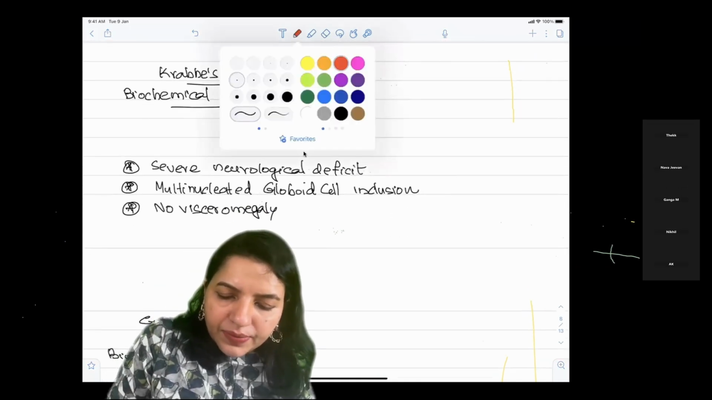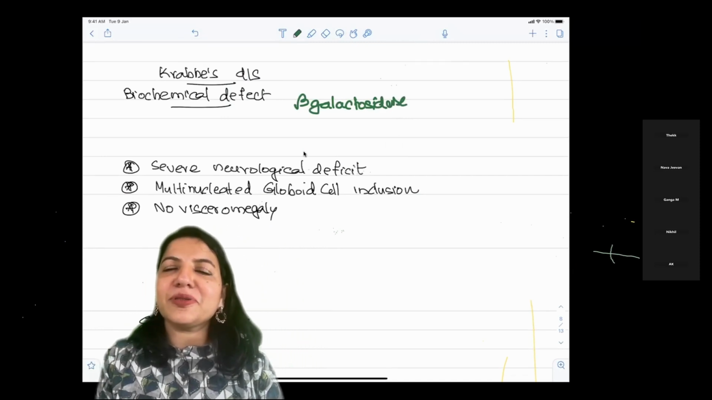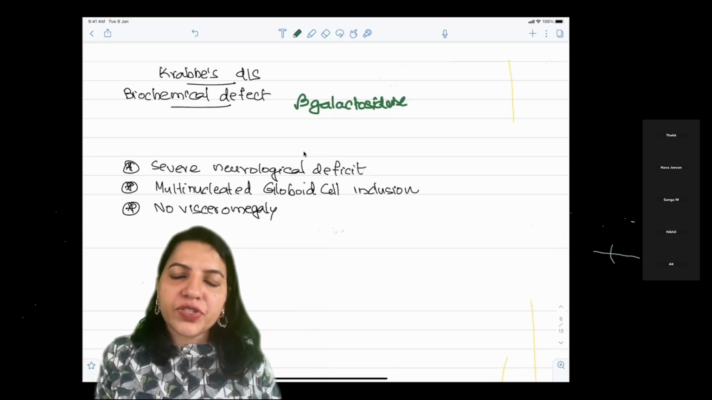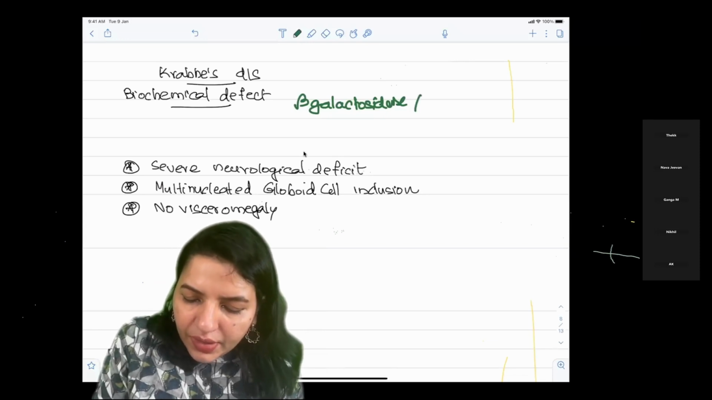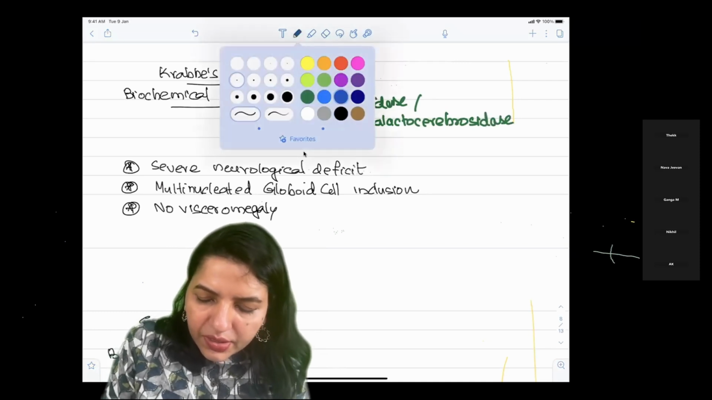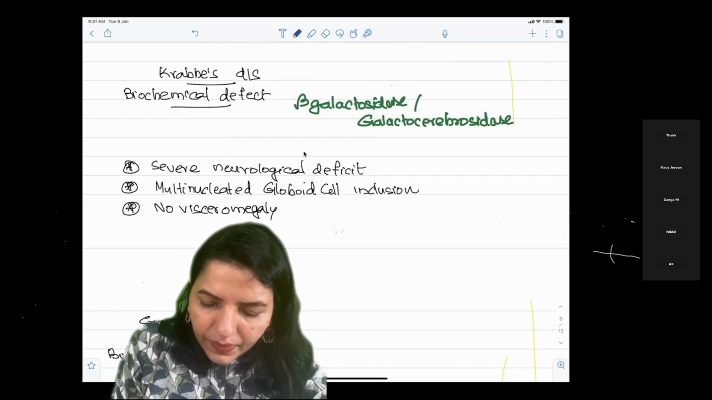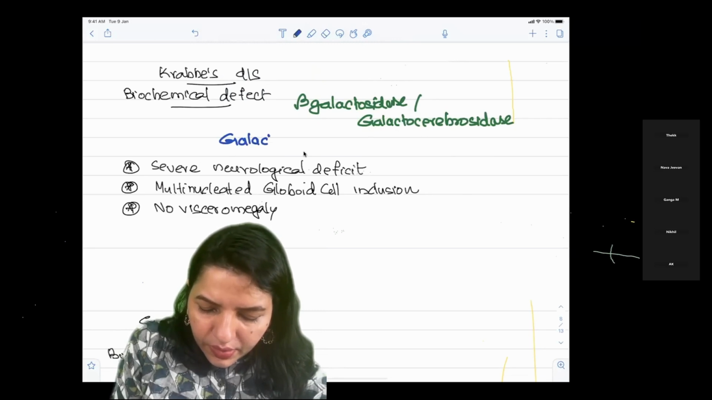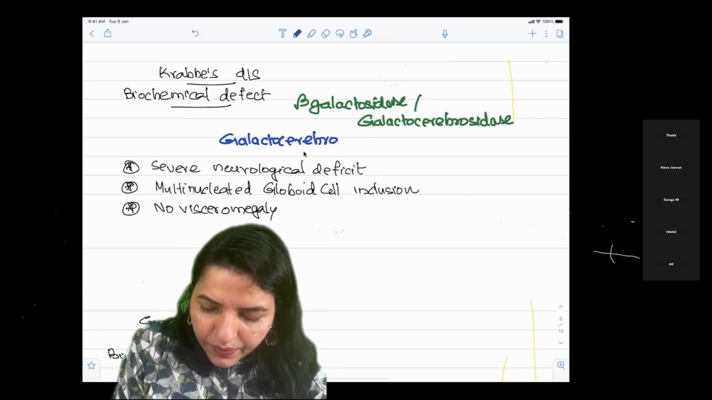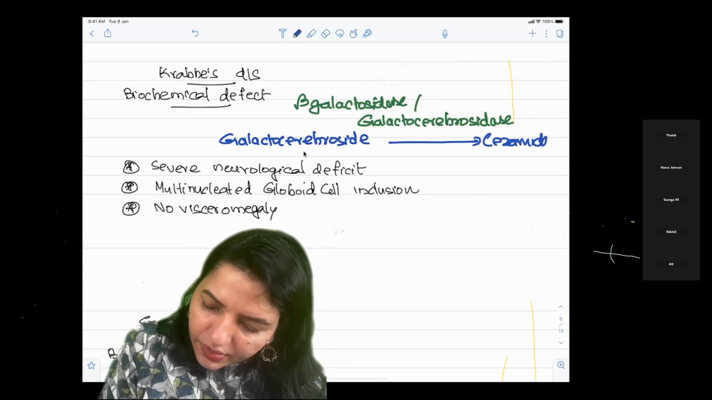So here the defect is beta galactosidase. I have already told you beta galactosidase. Again, I'm saying beta galactosidase. It is because the name of this enzyme is galactocerebrosidase. This is an enzyme which converts galactocerebroside to ceramide. So the defect is here.